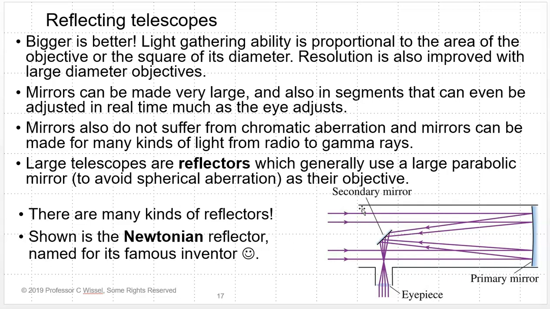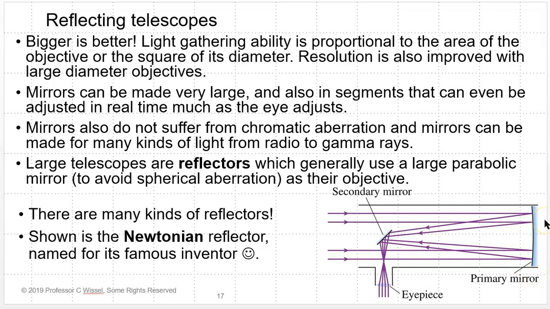The parabolic mirror is set up to avoid spherical aberration as their objective. There are many kinds of reflectors, and new ones are being developed all the time. This one is a Newtonian reflector, and it's named for Isaac Newton. He invented this. Basically, parallel light rays come in. This is the primary mirror. This would be the diameter of the objective. This is the objective right here.